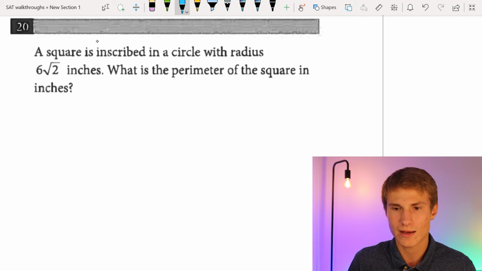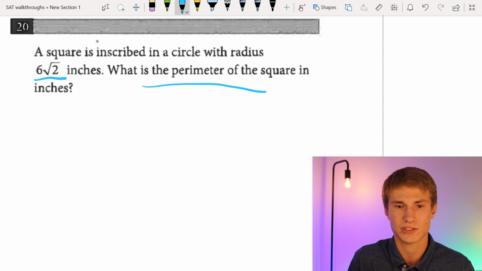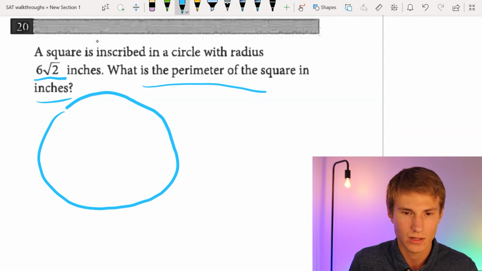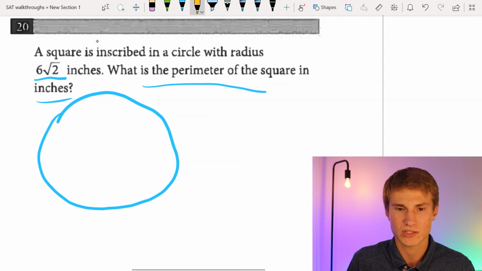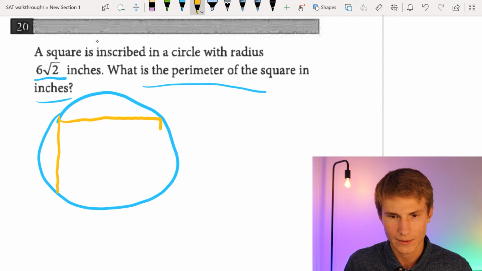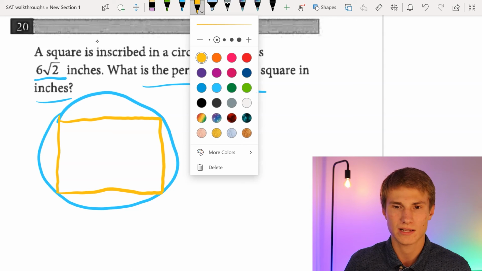So we have a square is inscribed in a circle with a radius 6 times the square root of 2 inches. What is the perimeter of the square in inches? All right, well, let's go ahead and just draw this out, as can be helpful when dealing with a geometry problem. So that's going to be my circle right there. I'll put my square in orange. We're going to pretend that that orange square is a perfect square. I know that it's not perfectly drawn, but we're going to pretend that it's a perfect square.